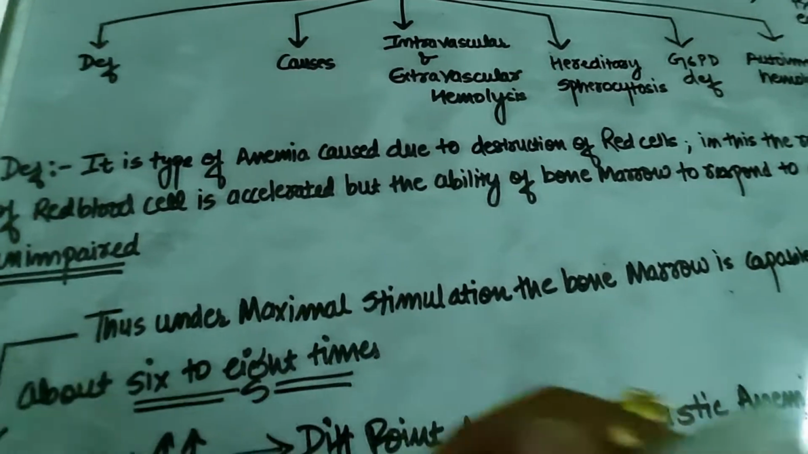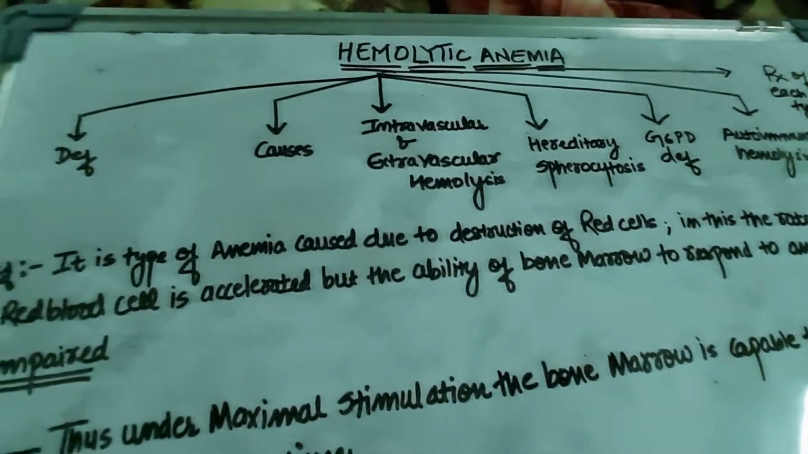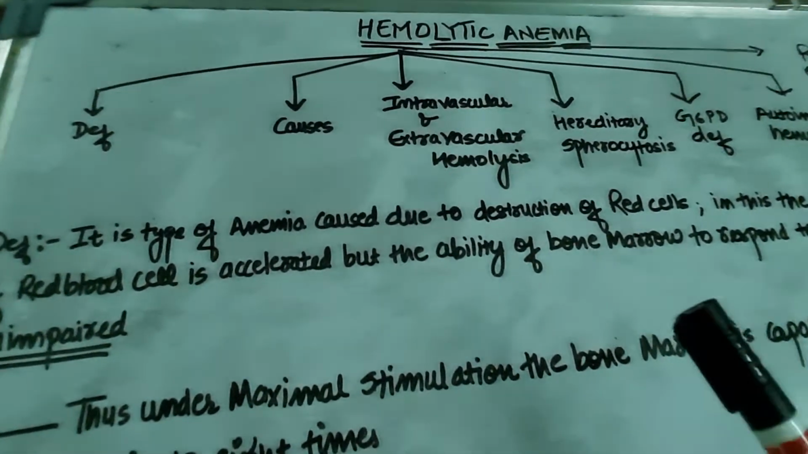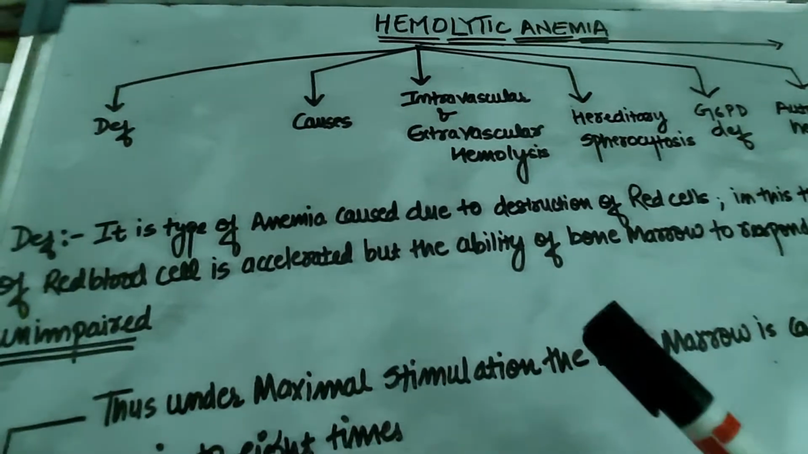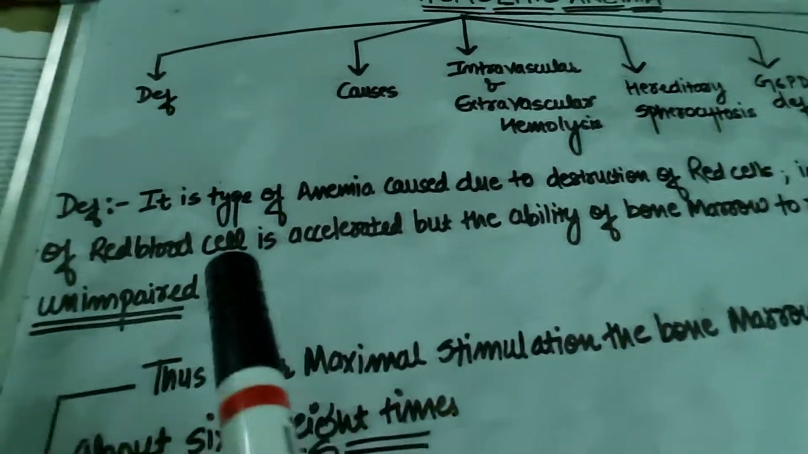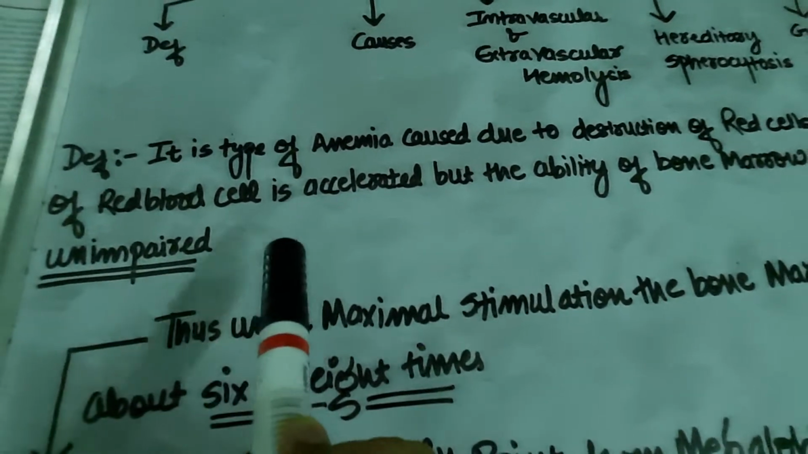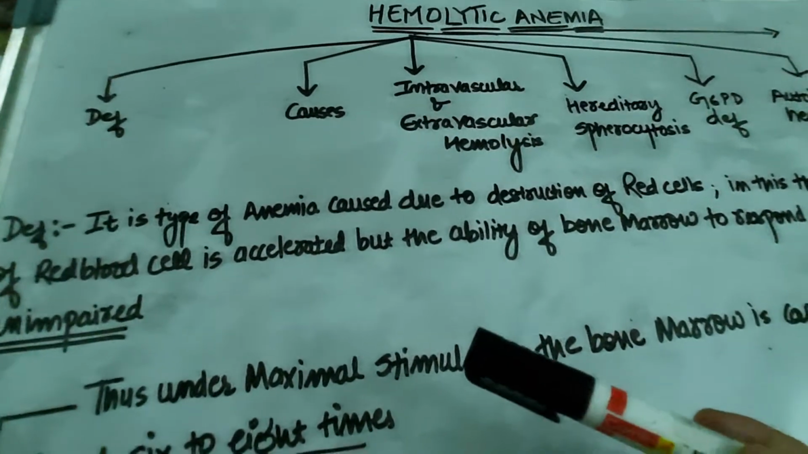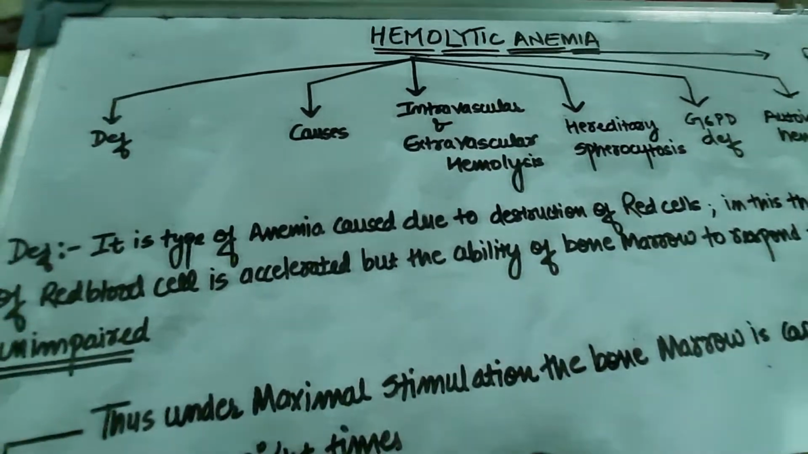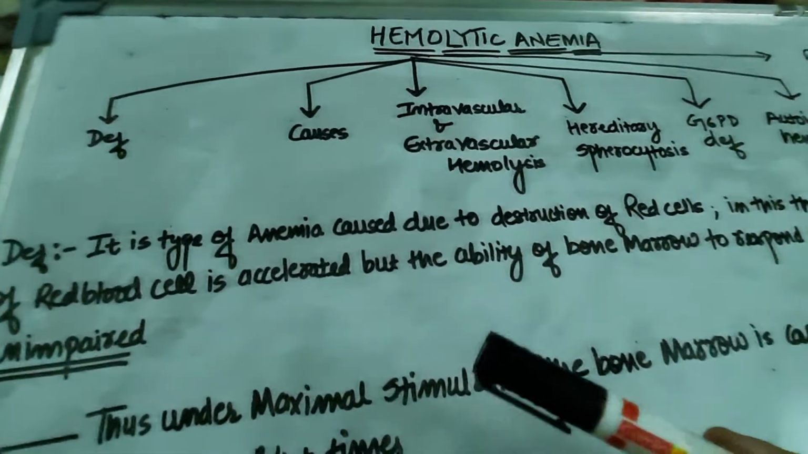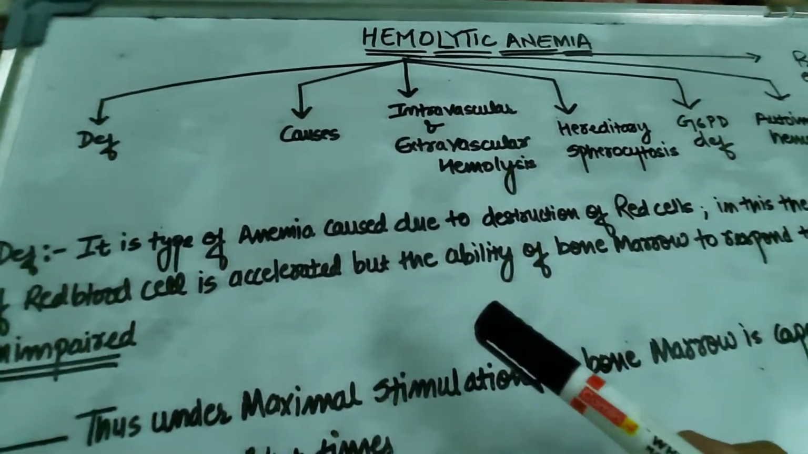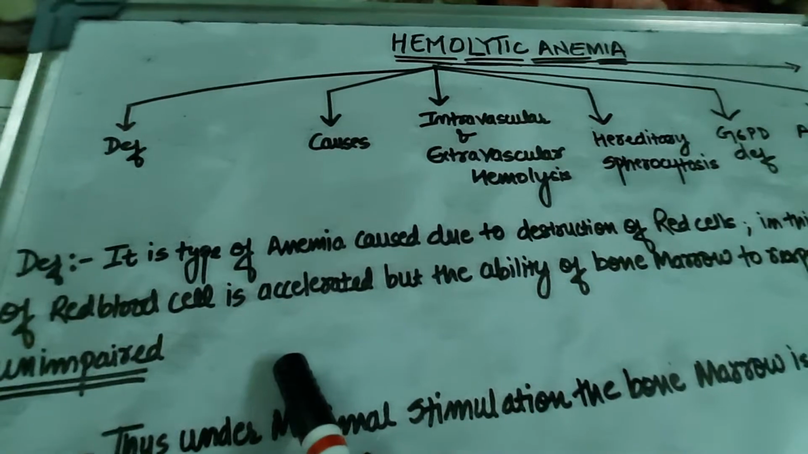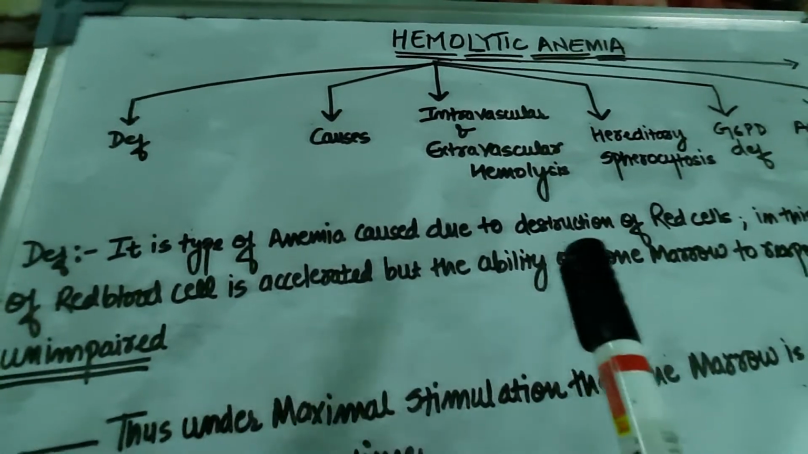The pathology lies outside. There is destruction of RBCs, but the bone marrow is still capable of more and more production of red blood cells. The bone marrow is unaffected. So, this term is very important, unimpaired. This concept will be important when you discuss further and compare this with your lymphomas and leukemias and megaloblastic anemias. So, till now, just remember that there is increased destruction, but the bone marrow's ability to respond to this is unimpaired, which means it will increase its RBC production.